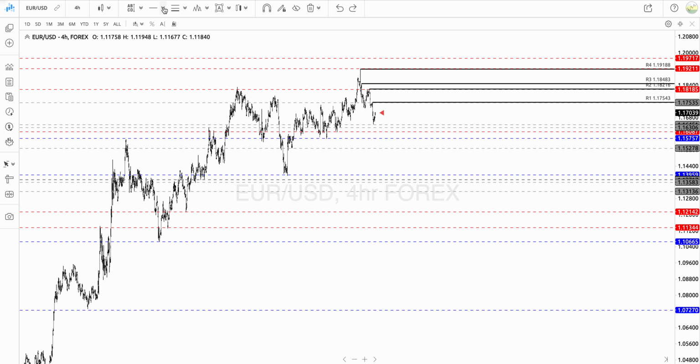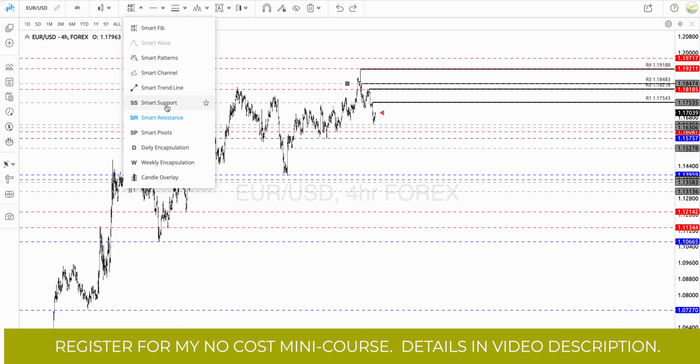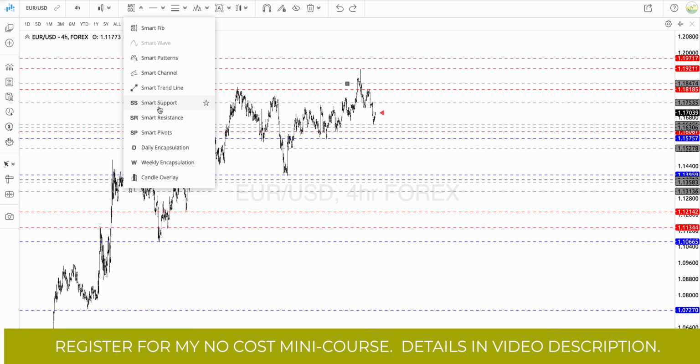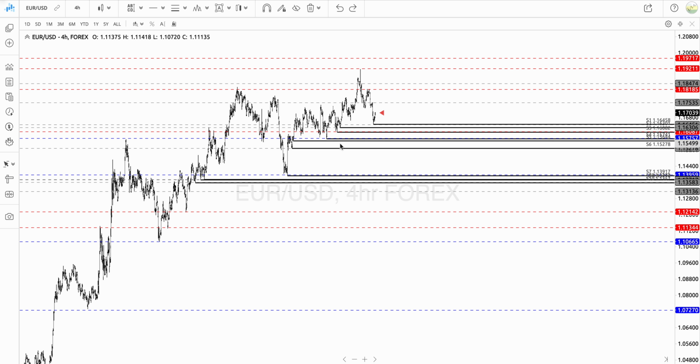So our levels, oh, I missed one. I missed a level right here. So we'll close this up. Let's do smart support. I missed one right here. I'm grateful for this tool, right?